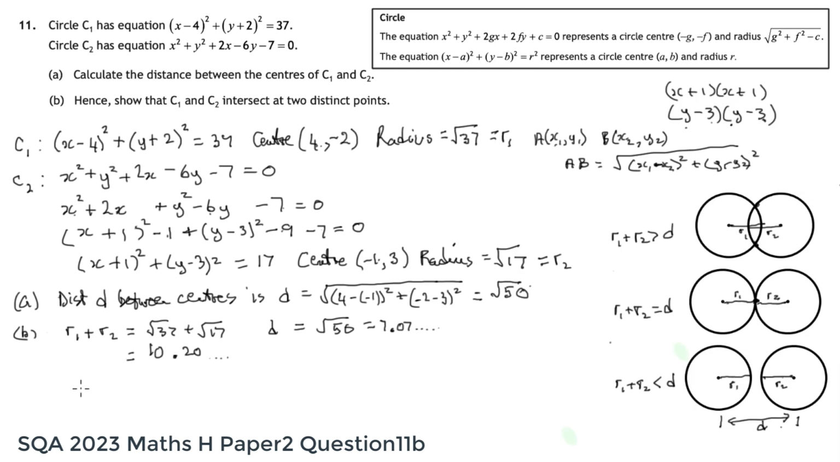So it now becomes clear that in this case, r1 plus r2, that's our 10.20 and so on, is a greater number than d, which is 7.07 and so on. So r1 plus r2 is greater than d, and the two circles intersect. Now that's this case here. They intersect at two distinct points as required.